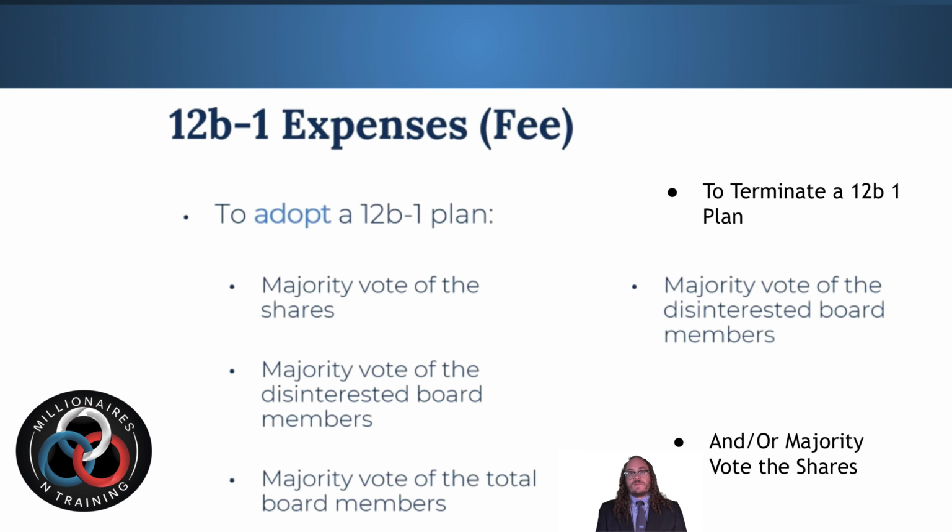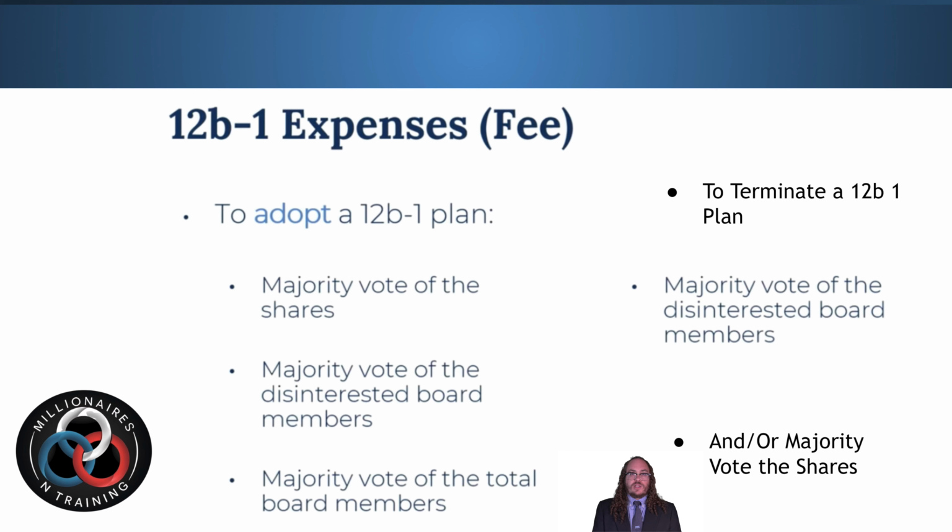When a 12b-1 fee is brand new, in order to adopt a 12b-1 plan, a majority vote of the shares, along with the majority vote of the disinterested board members and majority vote of the total board members is needed. To end or kill a 12b-1 plan, it requires the majority vote of the disinterested board members and/or a majority vote of the shares.